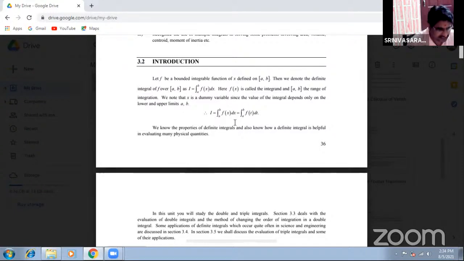Just see here, a clear case is integral a to b f of t dt. Here the variable is changed by replacing x by t. Sometimes the standard integrable function is written as integral a to b f of t dt. Here a is the lower limit and b is the upper limit. This is treated as integral a to b f of t dt. This is the standard integrable function.